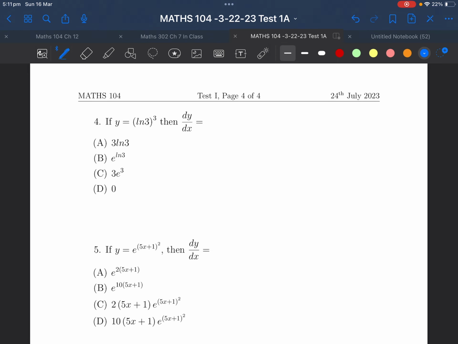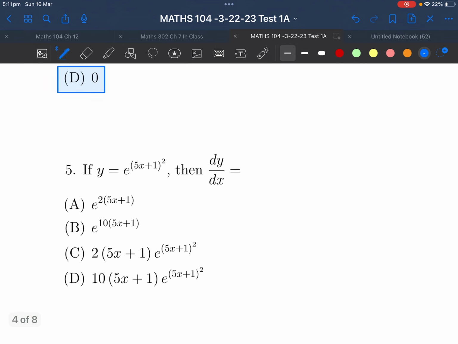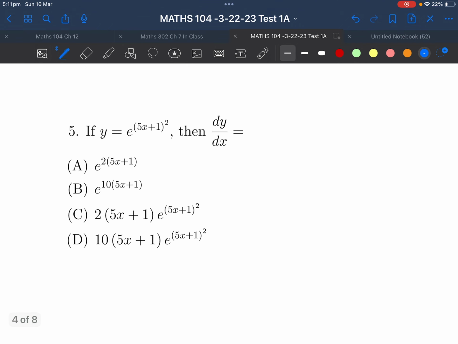Next, look at this function. If you notice, y equals ln 3 to the power 3, this is a constant. What do we mean by constant? It has no x. So what's the derivative of a constant? It's directly, without even doing anything, equal to 0. So question number 4 is straightforward. Just be careful with it.